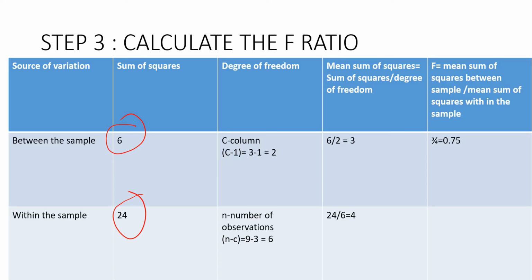How many columns do we have in this table? 3 columns, so 3 minus 1 is 2. Within the samples, the formula is N minus C, where N is the number of observations. N minus C means 9 minus 3. The number of observations is 9.